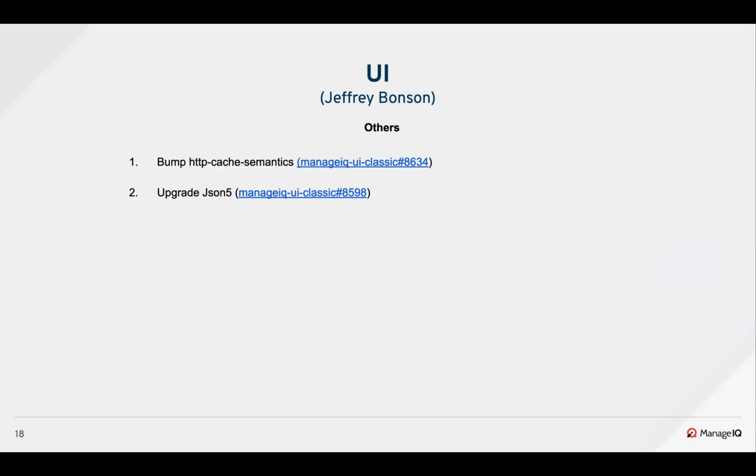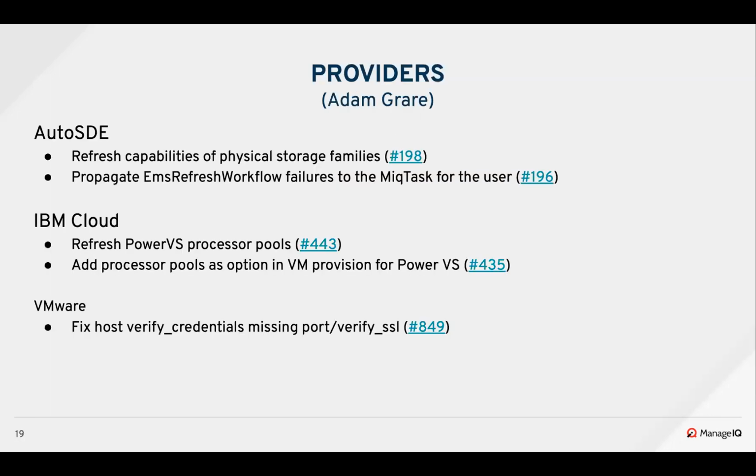A few packages are updated, like HTTP cached semantics, which was a dependency of around 6 packages, and Melody had updated them all. And similarly for JSON-Fi, we're importing few older versions of few of the packages, and Melody updated them as well. Next slide. And that's all from UI side. Over to Adam. Thanks, Jeffrey.